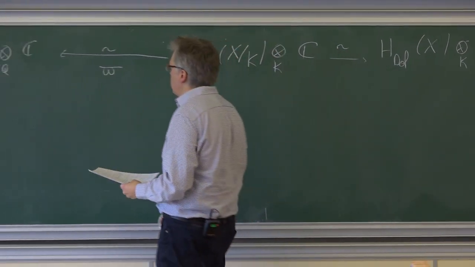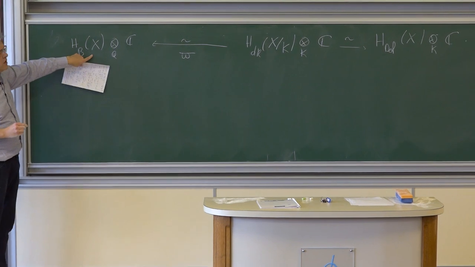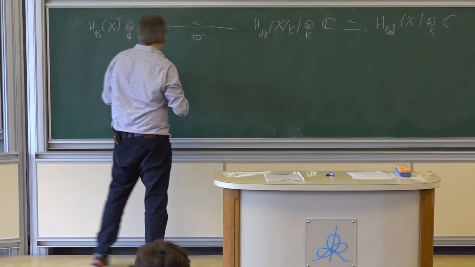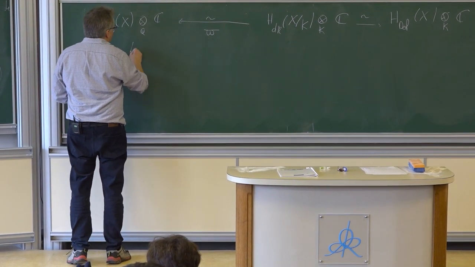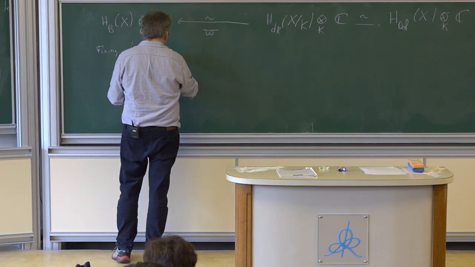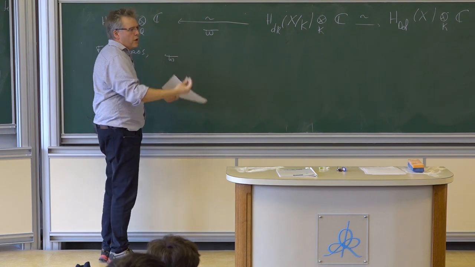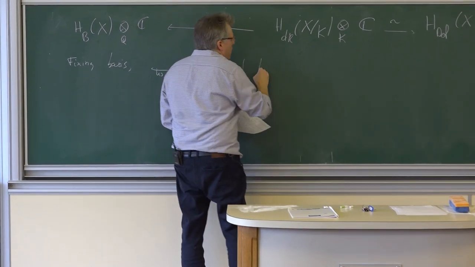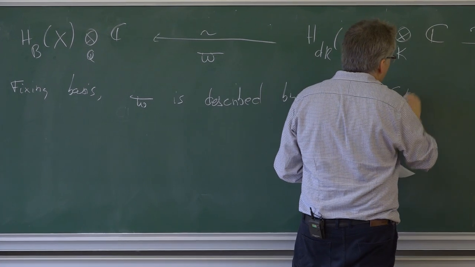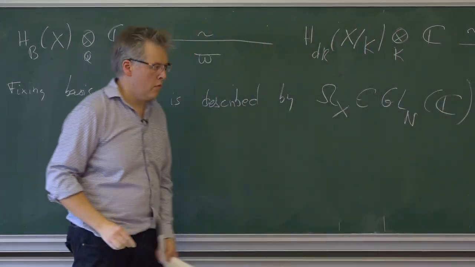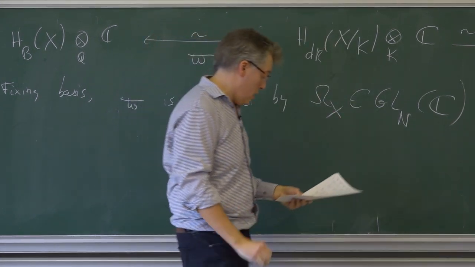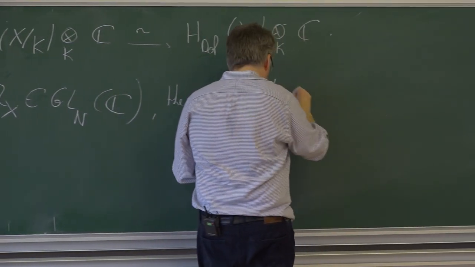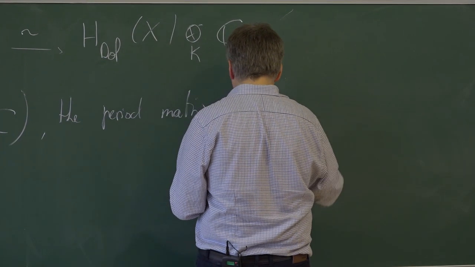Now, if you think a bit about those things, you can fix a basis of this vector space over Q and fix a basis of this K vector space over K, right? So fixing bases, we see that this period isomorphism is just described by a very big matrix, Omega_X in GL_N(C), where N is the dimension of those spaces, which is a period matrix, which is just describing the change of coordinates.